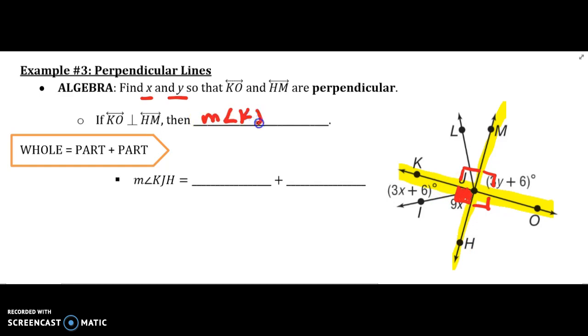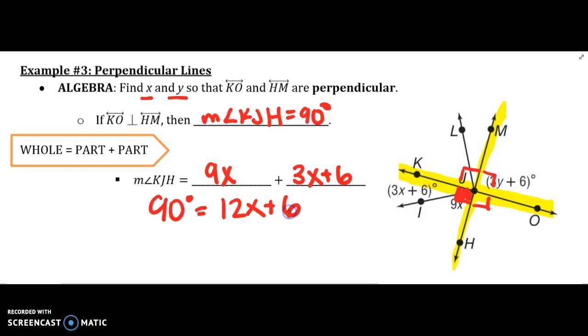So I know KJH equals 90 degrees. And so I have these two small parts. One is 9x and one is 3x plus 6. So I'm adding up the two parts to the whole. So the measure of KJH we know is 90. And that's going to be equal to 12x plus 6. Okay, so that's part of my answer.